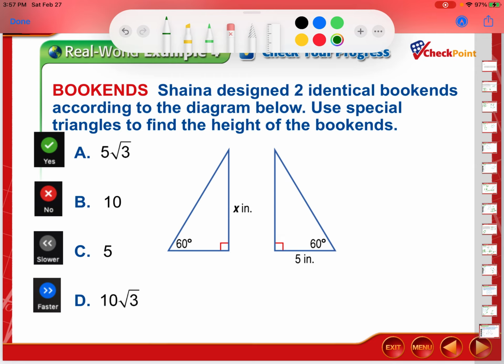All right. Shayna designed 2 identical bookends. According to the diagram below, use special triangles to find the height of the bookends. So, first things first. Opposite the 30-degree angle is L. L is 5. Our hypotenuse would be 2L, or 10 in this case. And then our height would be L root 3. L is 5, 5 root 3. Boom.